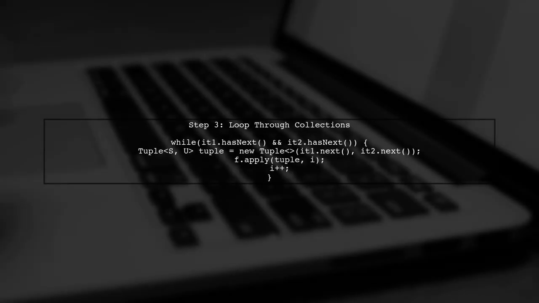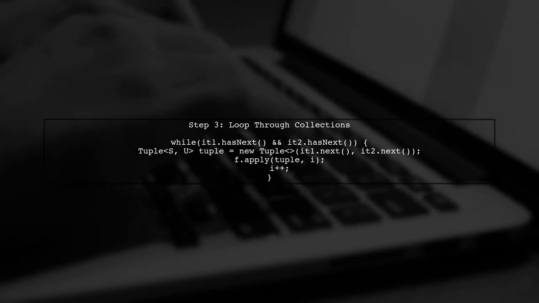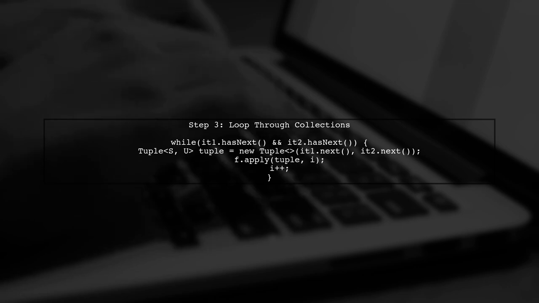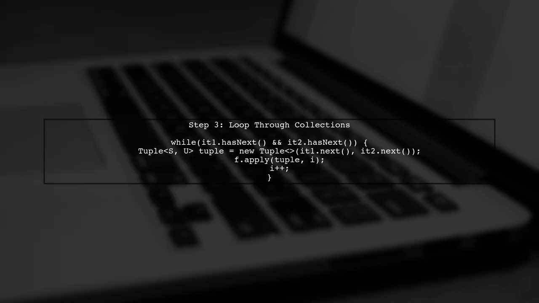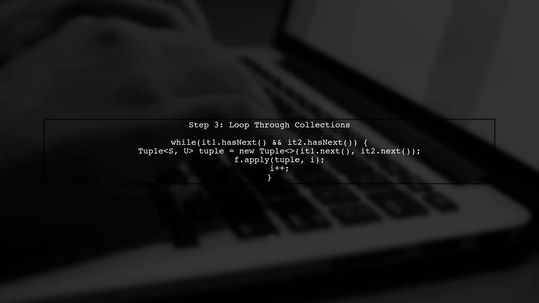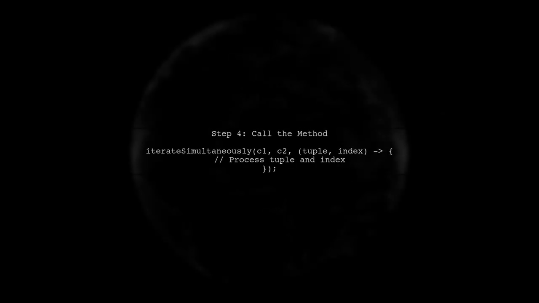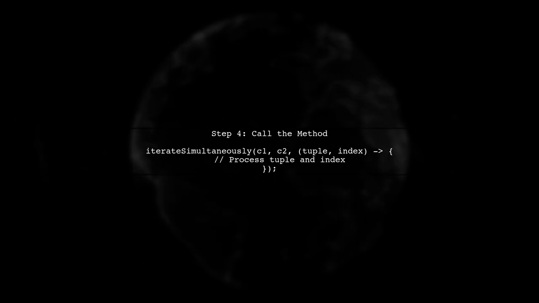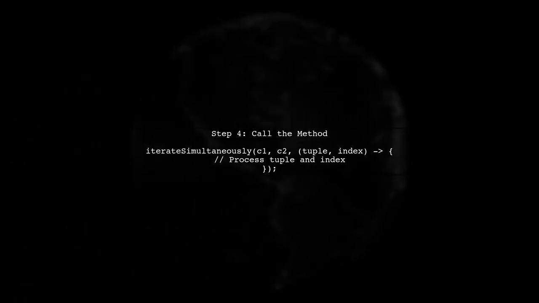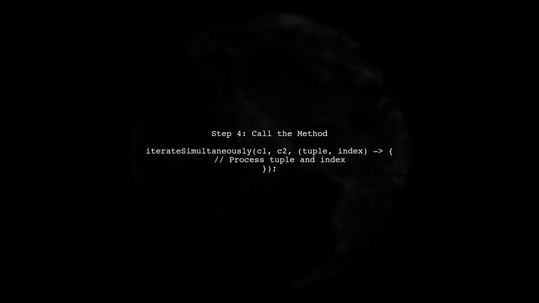Next, we will loop through both collections using a while loop. As long as both iterators have elements, we will create a tuple and call the provided function. Finally, we can call this method with our collections and a lambda expression that defines how to handle each pair of elements.